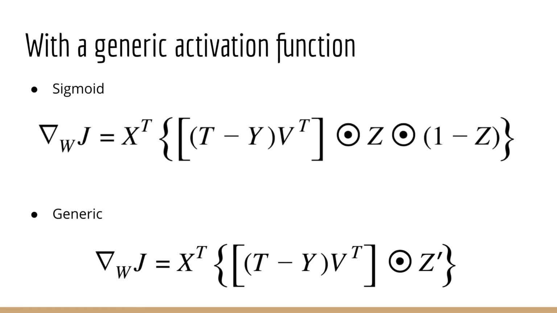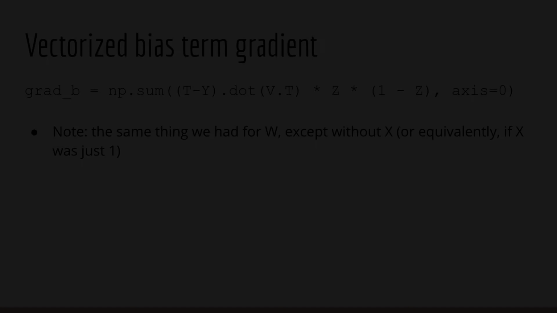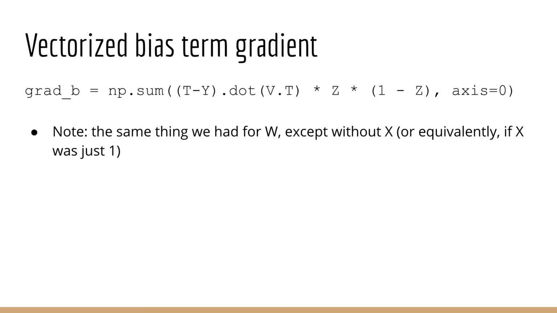By the way, if you prefer, we can write this more generically using z prime, so that it can be the derivative of whichever hidden activation function you choose. Similarly, we can do the same thing for the bias term, but remember that there isn't really a linear algebra symbol to denote the summation over an index, so we'll just write this out in NumPy form. Again, it's just the same term we had before, except without the x, or equivalently, what we would have if x was just 1.